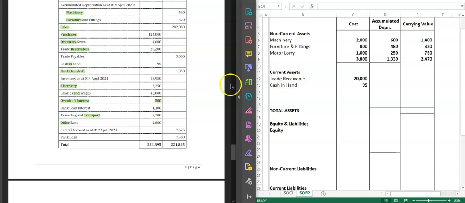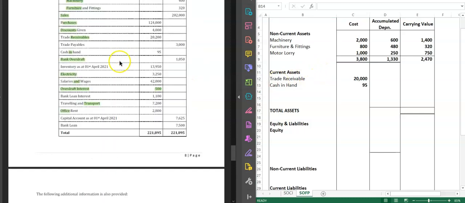Now inventory. This is the opening inventory. You have to see how to add this one, the opening inventory. How can you add that? Right, which one to put as an inventory? I'm going to put this one, 13,950. Yes, we'll put that, right? No, you can't put this one because this is an opening inventory.